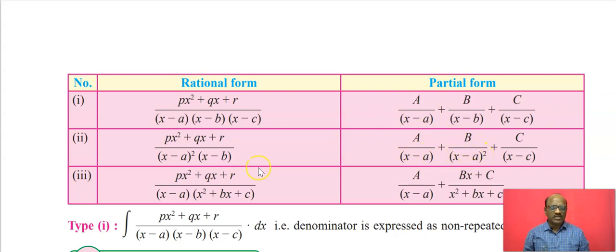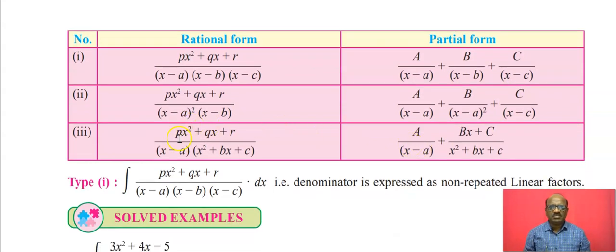This is important. Suppose there is a cube power, then what will happen? A upon x minus a plus B upon x minus a bracket square plus C upon x minus a bracket cube, in this way. Next, in this case x minus b is there and its power is 2. Therefore A upon x minus a plus B upon x minus a bracket square plus C upon x minus c. If there were a cube power, we would have taken it up to 3.